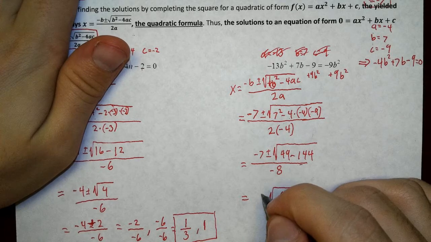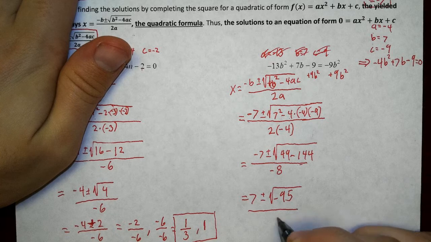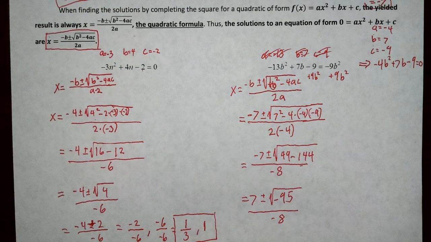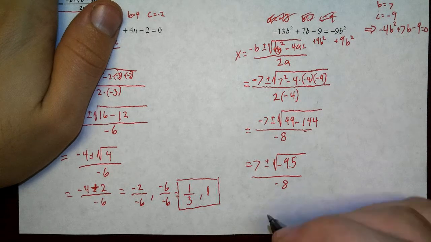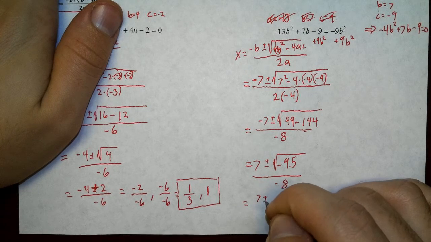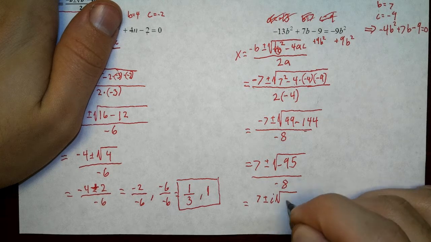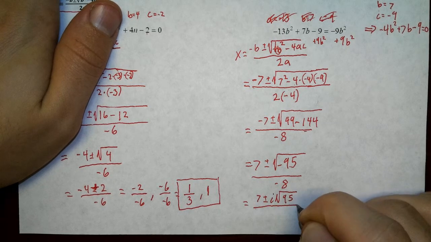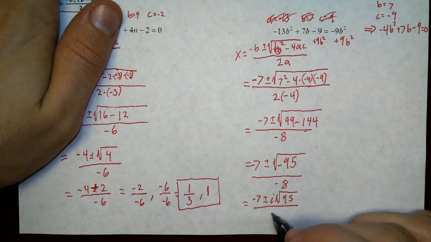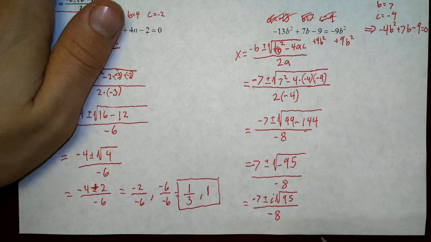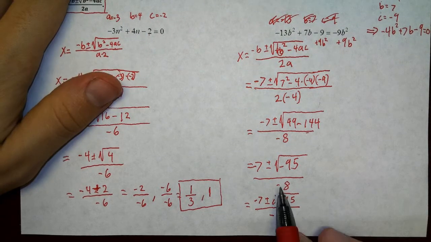Square root of negative 95 plus or minus 7 divided by negative 8. Okay? And then going ahead and taking our negative, we have a negative under the root. Let's go ahead and make that imaginary. So we have negative 7 plus or minus imaginary root 95 divided by, oh, and look at that, I dropped a negative. Want to be very careful, make sure you don't make these mistakes. Okay, keep an eye on what you're doing.